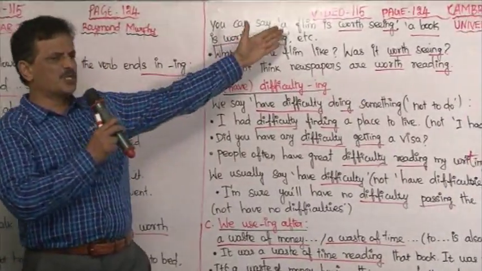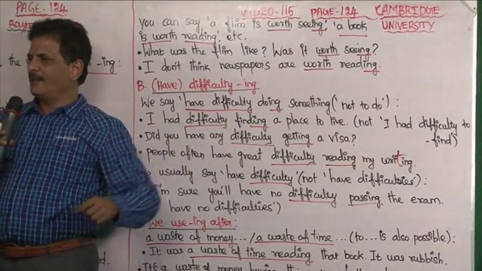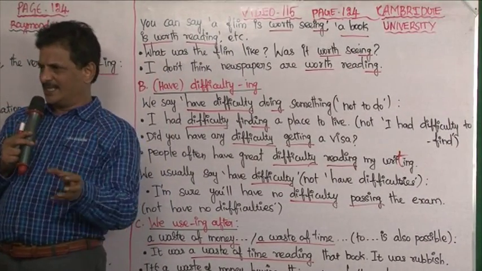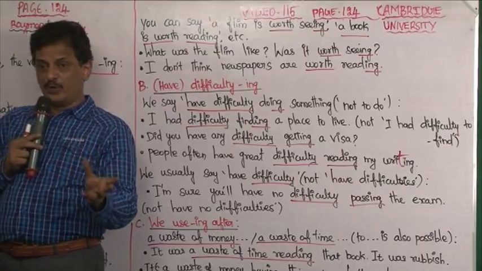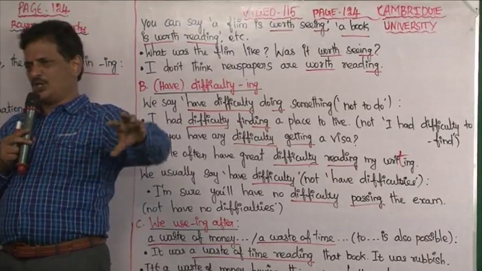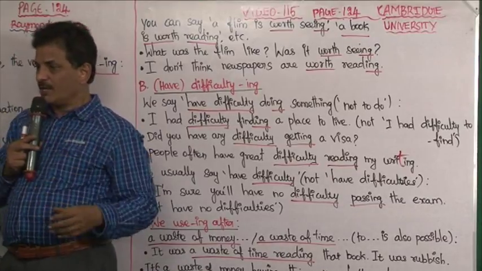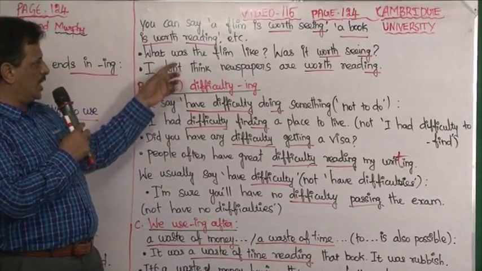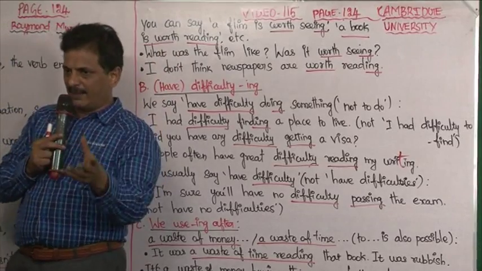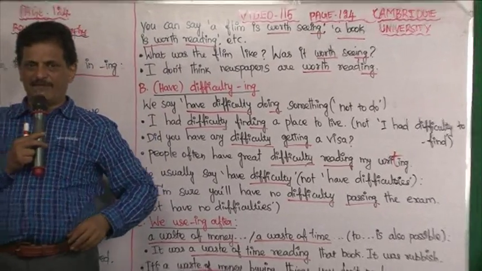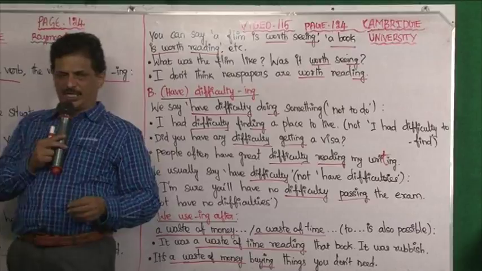You can say a film is worth seeing. This movie, Bahubali, is worth seeing. The movie is worth seeing. The beach is worth seeing. The function is worth seeing. The television program is worth seeing. Is worth plus verb plus ing. A book is worth reading. So after this expression, you are using verb plus ing.